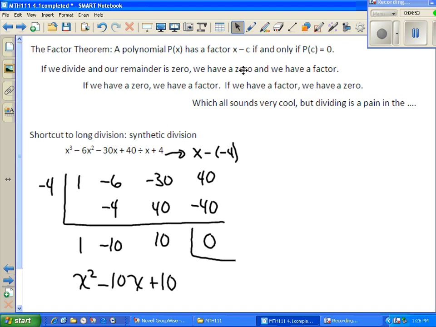Remember, a 0 is a value of x that makes the function equal 0. And also that we have a factor, x subtract c. If we have a 0 of a function, then we know a factor. If we have a factor of a function, we have a 0, which is all very nice, but long division is really painful. So we've got a shortcut to long division that's called synthetic division. And what I'm going to do is pop over here a page and do this by hand so you can see what I'm doing.